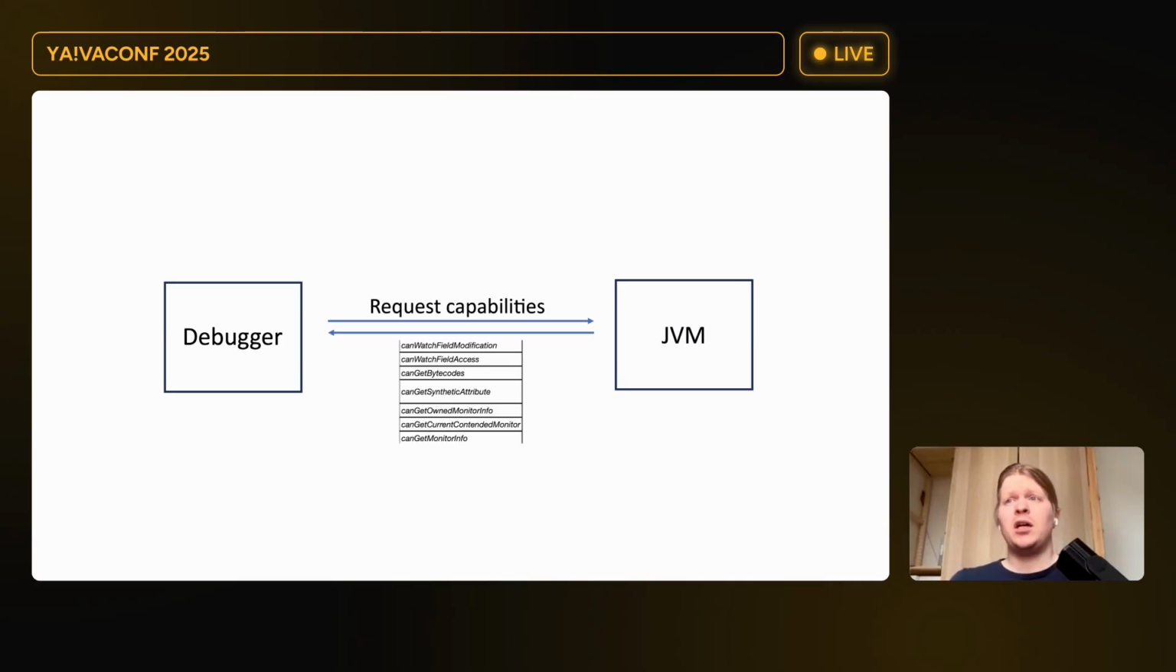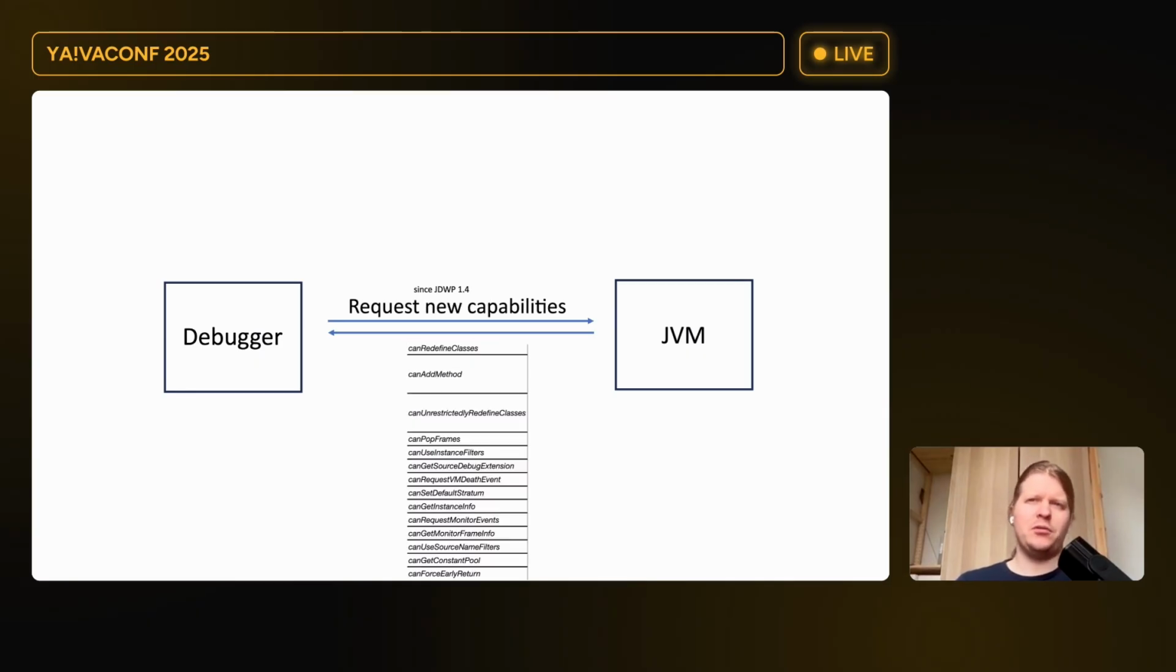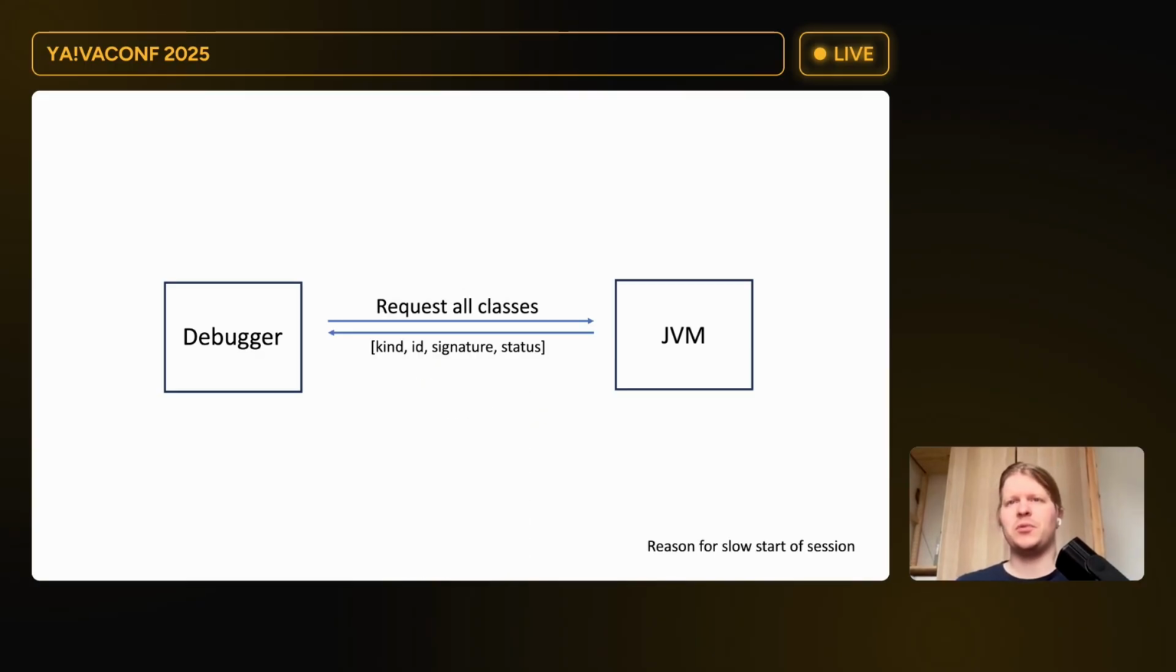And then, of course, the JVM sometimes has different capabilities, because, for example, it doesn't have to be OpenJDK. It could be a different JDK, like OpenJ9 or something like that. So the debugger asks, hey, what can I do with you? And then in JDWP 1.4, a few more options were added. So the JVM tells it, and the debugger knows what to do.